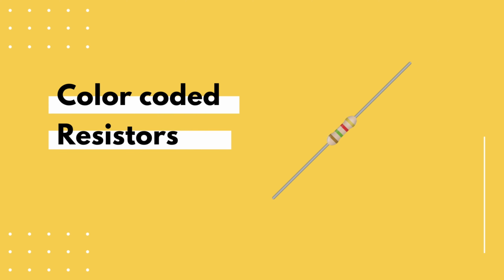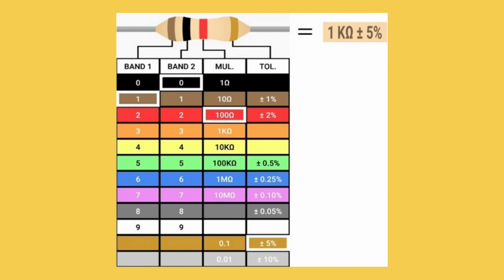Many components are labeled or color-coded to identify their value and function. One of these components is the resistor. Resistors use colored bands to quickly identify a resistor's resistive value and its percentage of tolerance. As seen from the table shown in the slide, each color or colored band represents a value. In this example, there are 4 colored bands.